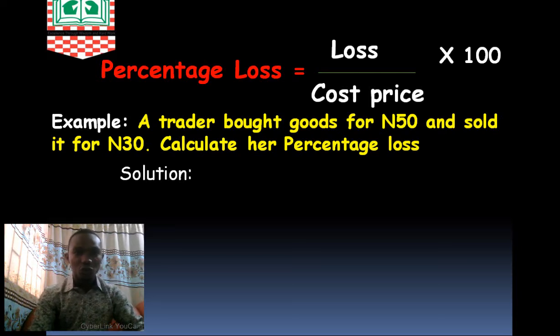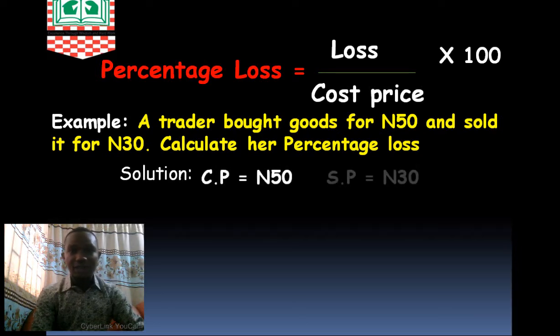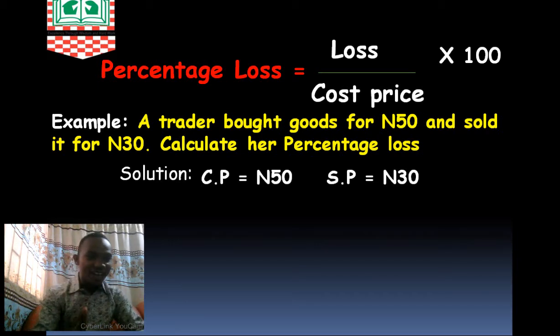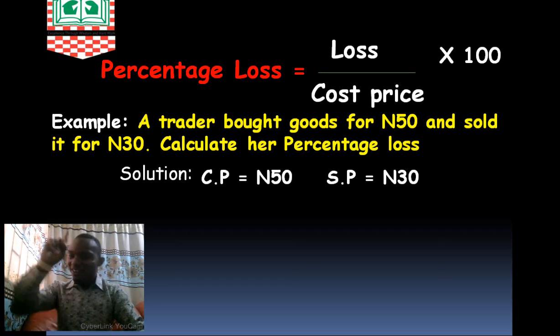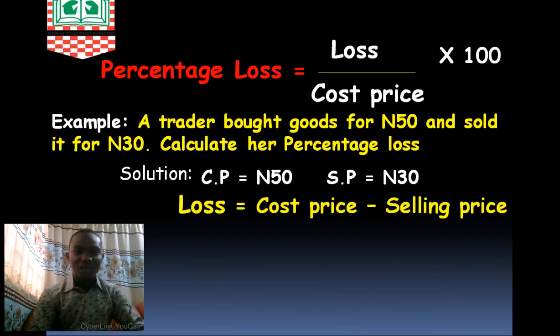Then we have the solution. You write out your parameters. We have cost price is 50 naira, and the selling price is 30 naira. Remember what I told you? The first thing you do is to calculate your loss. Good. Then we have loss is equal to cost price minus the selling price.